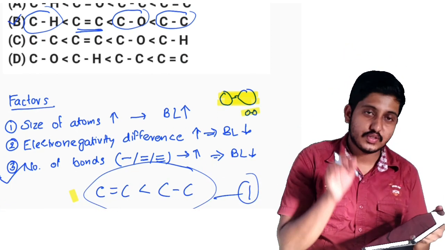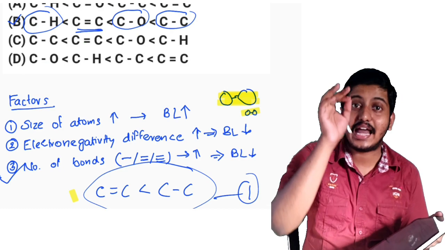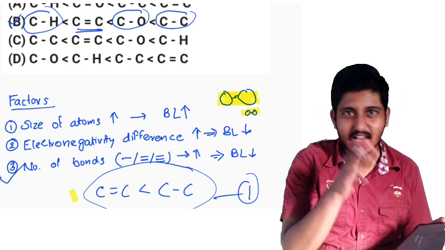So consider these three important points very carefully: size of atoms, electronegativity difference, and the number of bonds. Very carefully. So that's all.